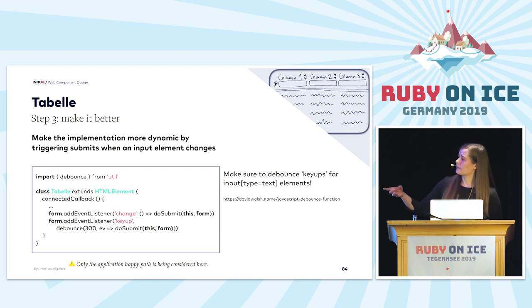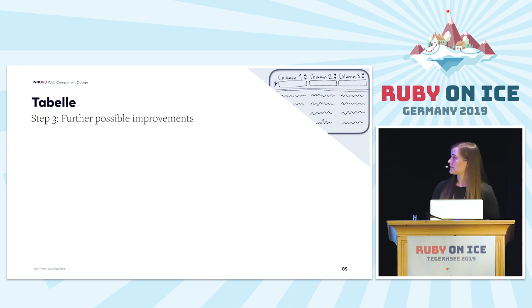But with the keyup event, I don't actually want to send an HTTP request every time they hit a key. Instead, I want to wait until the user stops typing. I can do that by using a debounce function, which will just wait until 300 milliseconds or something has gone by. At that point, I can assume the user stopped typing, and then I can perform this HTTP request.